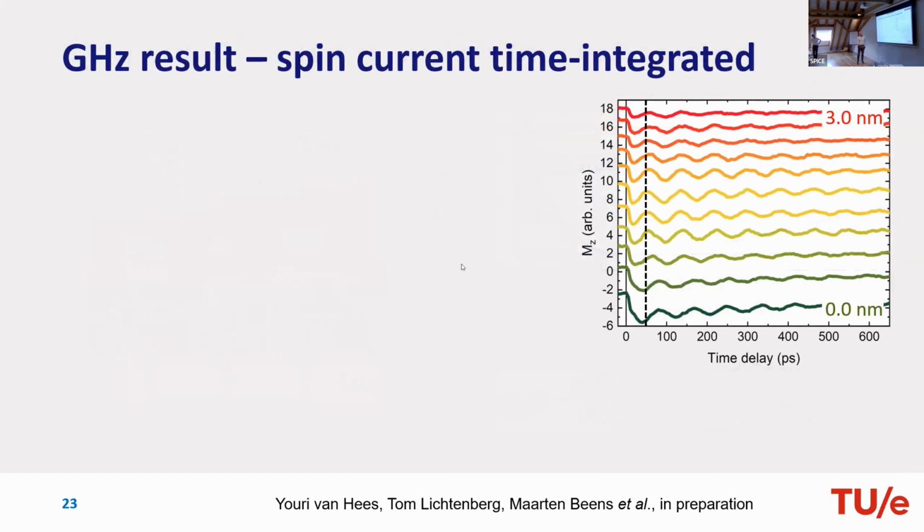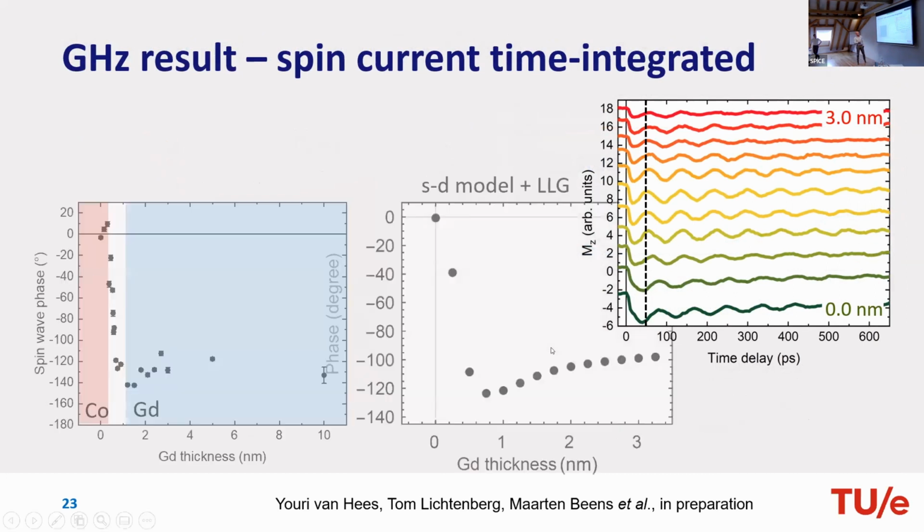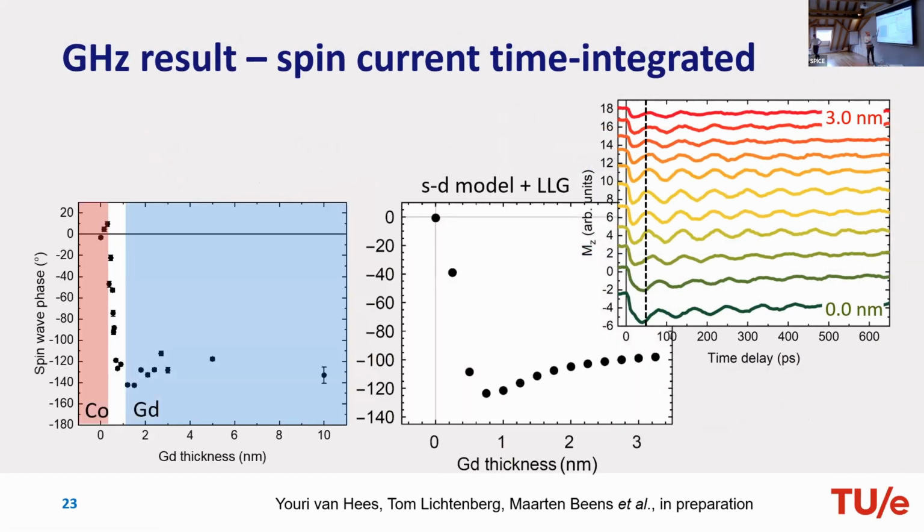So this is the thickness of the gadolinium that we put in between. So the magnetization is a function of time delay. And if you plug that in, you see that for cobalt, we have 0 phase shift. And then for a very thin layer of gadolinium actually added to the system, you directly go to the spin current generated by the gadolinium. Yeah, so you have a direct thing.